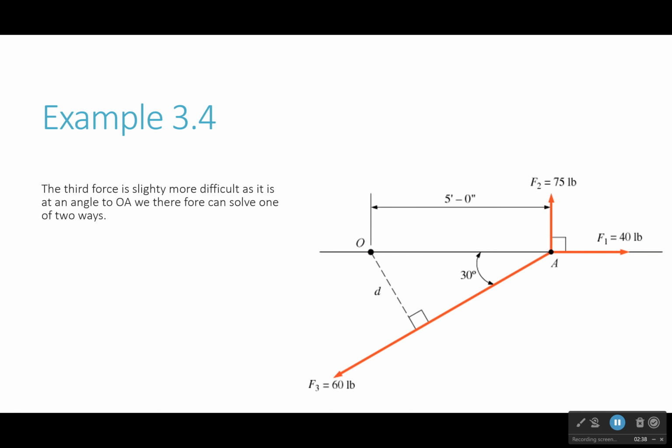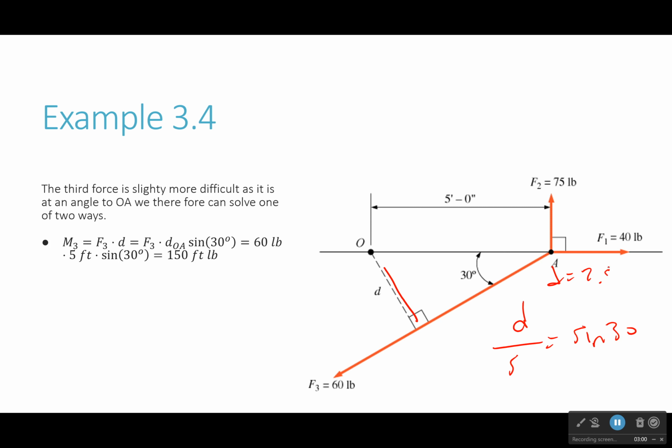This last one is a little bit more difficult, but it's not too terrible. We're trying to find this perpendicular distance, and this just turns into a right triangle. So what I did last time was I said, okay, well, let's solve for D. D over 5 is equal to opposite over hypotenuse, which is sine of 30. So D is equal to 2.5. That's one way you can do it. And you get 150 foot-pounds. And is this a positive or a negative moment? Well, that would actually be a negative moment as it's clockwise. I don't put the sign there, but it would be a negative moment.